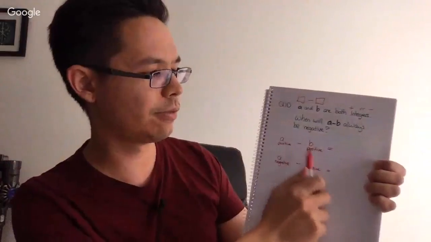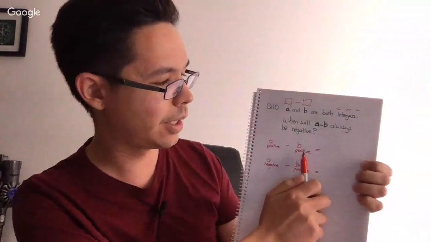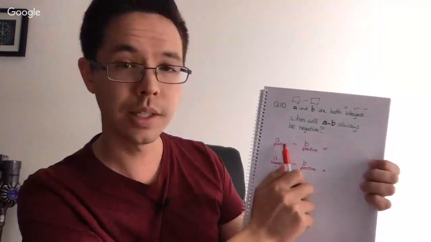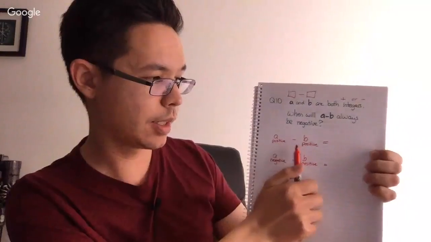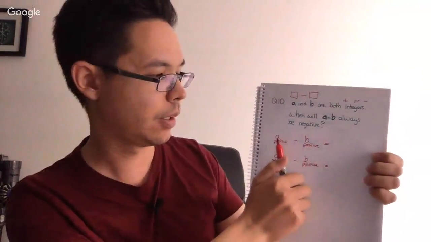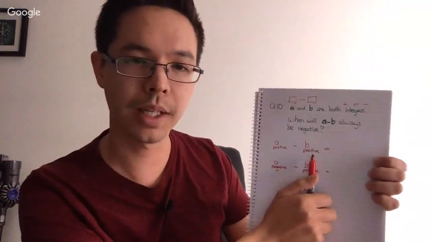So if these two are positive values, then it'll only become a negative answer if A is a smaller number than B. So if I go 1 take away 2, that gives me negative. 2 take away 20 will give me negative.